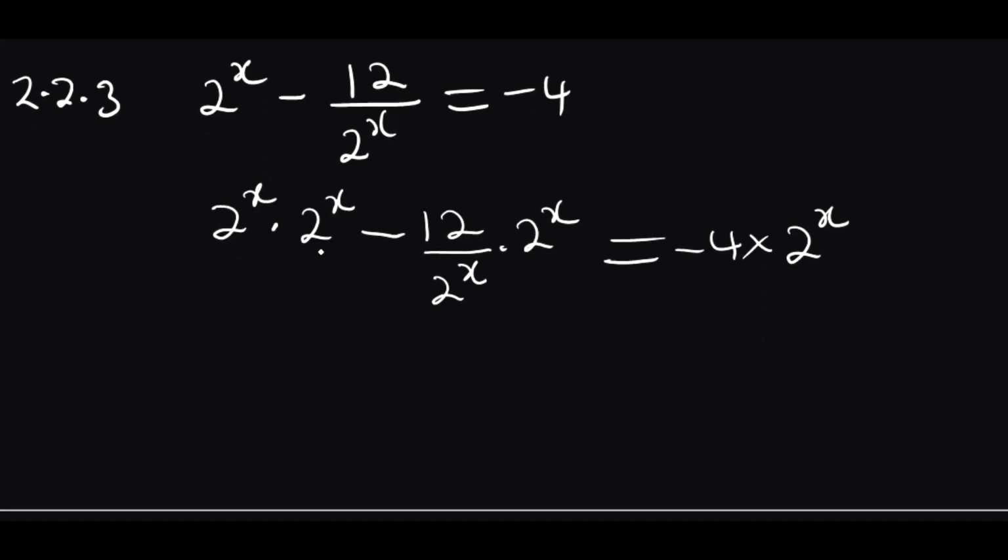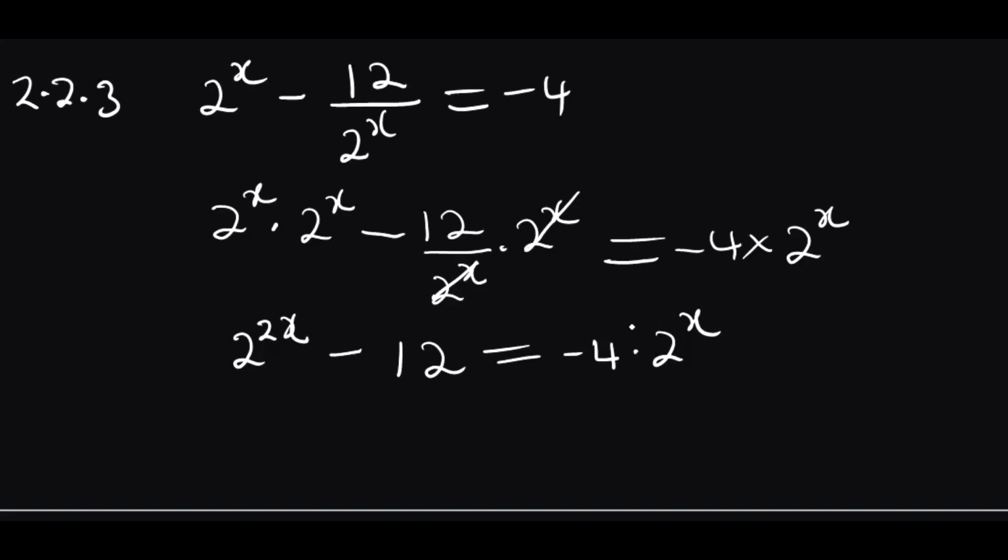Okay. Now we will have, since we are multiplying powers of the same base, we keep the base and add the exponents. x plus x, that is 2x, minus 12 equals negative 4 to the power of x, where the 2 to the power x and this 2 to the power x divide each other.